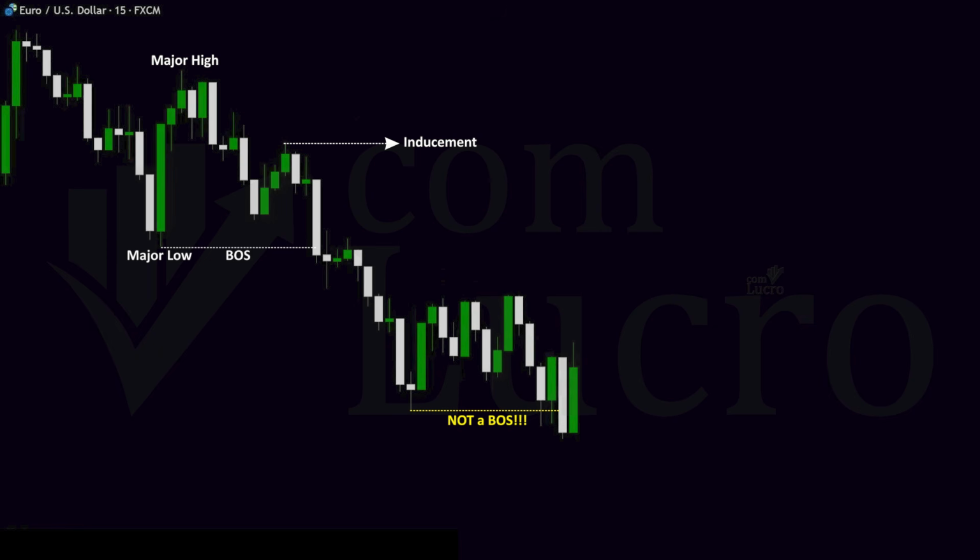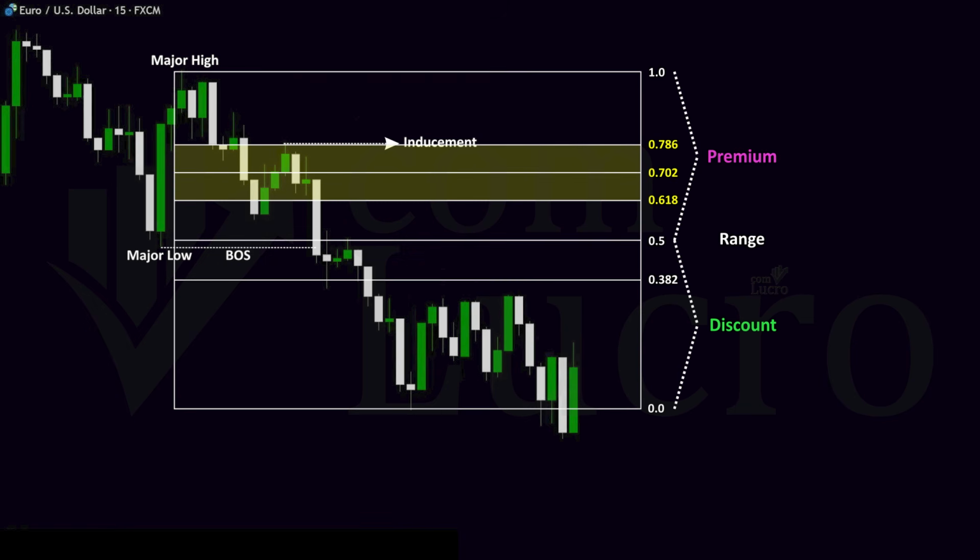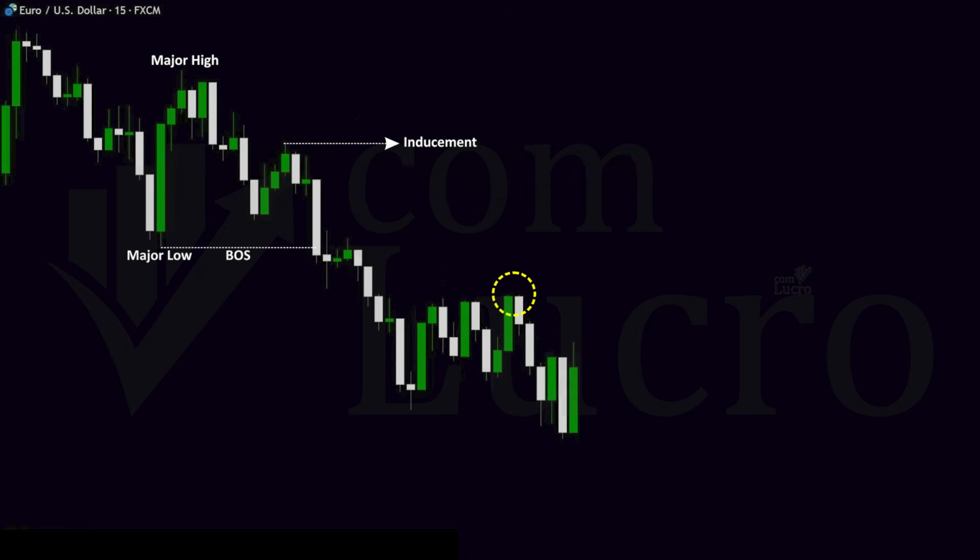It is important to remember that for a retracement to be valid, price must either break the lowest point of an internal pullback or internal low, or retrace at least to the 0.382 Fibonacci level, which is a key rule within the ComLucro framework, and it must also sweep liquidity. If these conditions are not met, then the price action should be interpreted as a single impulsive move without a correction.